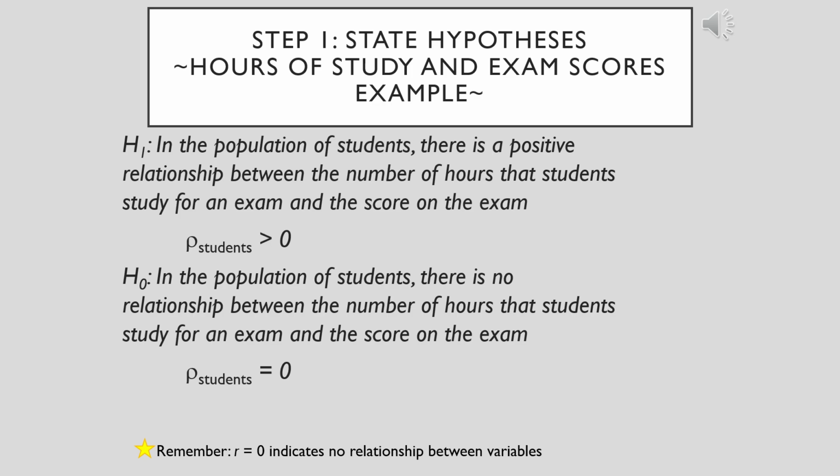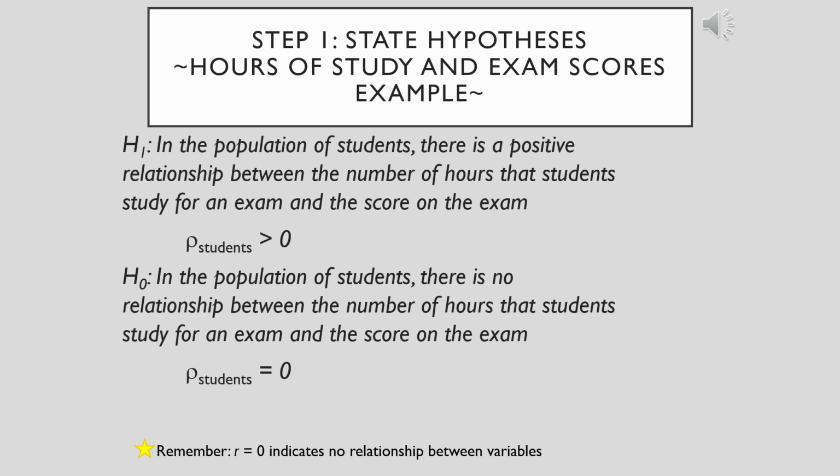Okay, so let's take the example of hours of study and exam scores. So this is our alternative hypothesis, all right? In the population of students, there is a positive relationship between the number of hours that students study for an exam and the score on that exam. All right, what are our two variables? Well, we've got number of hours studied and we've got exam scores. Well, what kind of scale of measurement are those? Oh, okay. Number of hours studied, that's ratio. And exam score, well, that's also ratio.